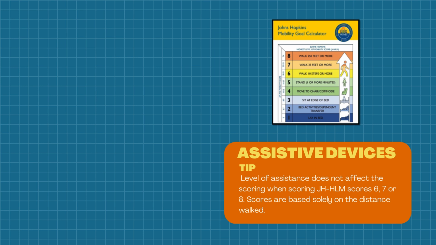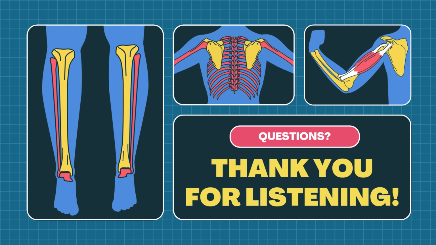Does a patient have to be independent with ambulation to score a 6, 7, or 8? What if they require assistance or supervision in order to ambulate safely? So it's fine. The patient does not have to be totally independent to score a 6, 7, or 8. They may use assistive devices or redirection or even assistance from other people.